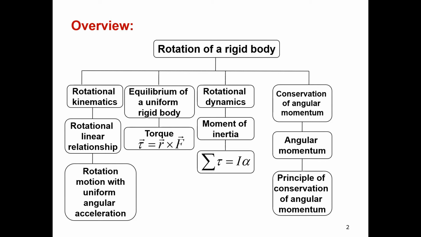Second one is the equilibrium of a uniform rigid body. In equilibrium of a uniform rigid body, we're going to learn on torque, where torque is equal to cross product between r and F. For the third subtopic is rotational dynamics, where under this subtopic, we're going to learn on moment of inertia and summation torque equal to I alpha.